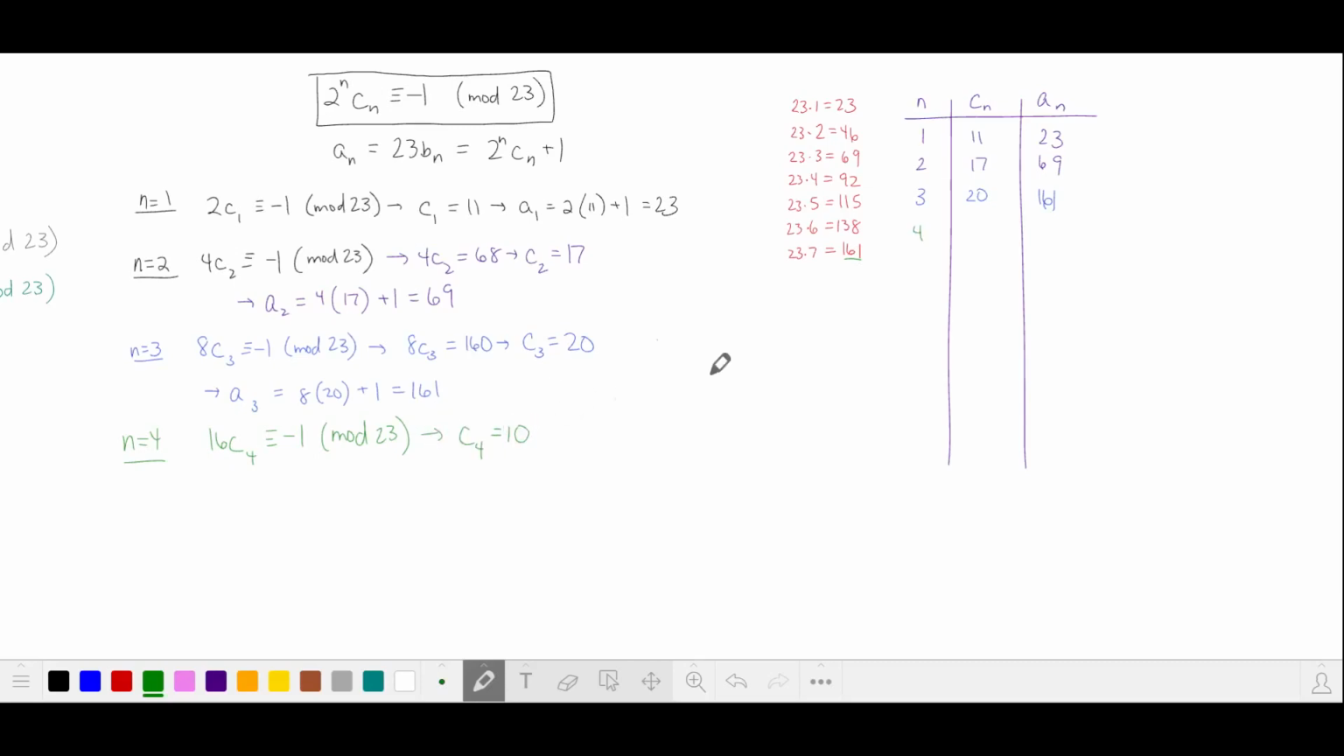This gives us a C4 of 10, and A4 is 161 again. And we'll go on to the fifth power of 2. 32 is the same as 9 in mod 23, so I'll replace that with 9. We'll look for multiples of 9 that are one less than a multiple of 23, and we find it in 45. This means C5 is equal to 5, and A5 is 161 again.